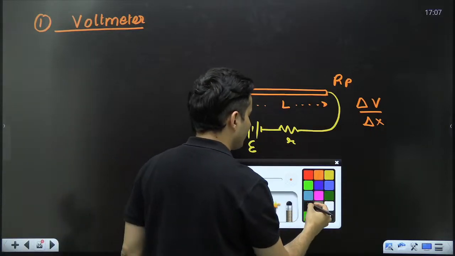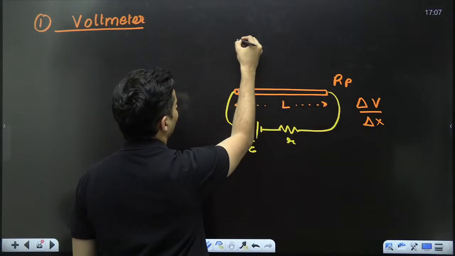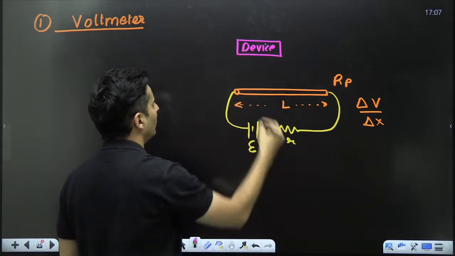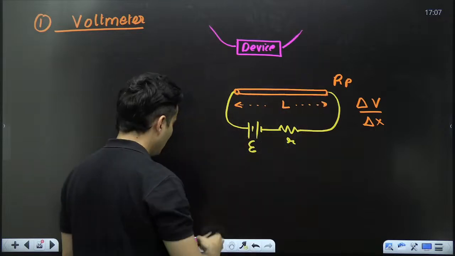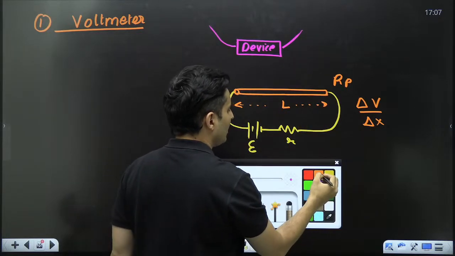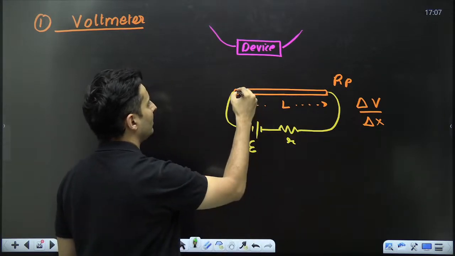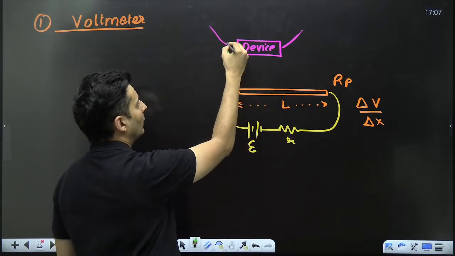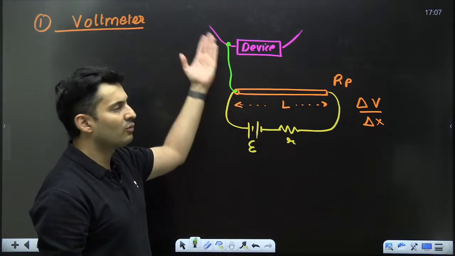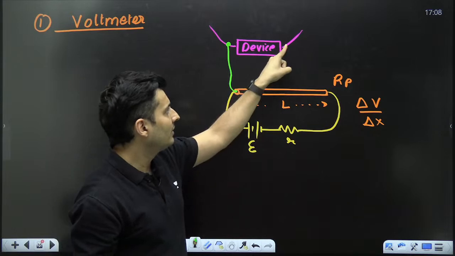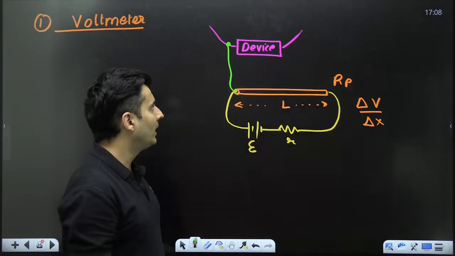If you have the device across which you want to measure the voltage, maybe it's a part of a big circuit, what you do is you take one wire from here, this point, and connect it at this point. So across one side, you connect this end of the wire. Don't connect this end at this end. No, not to do that.